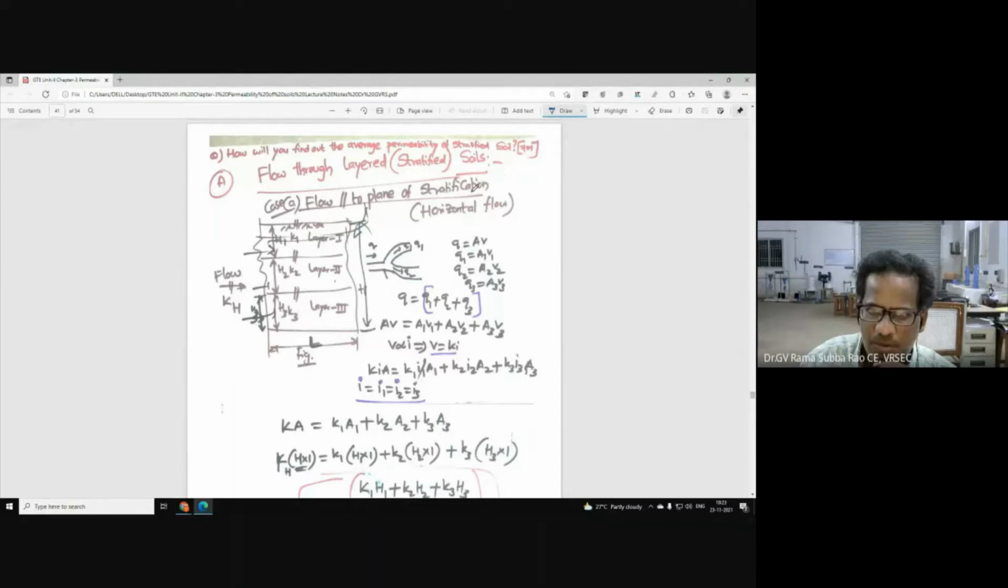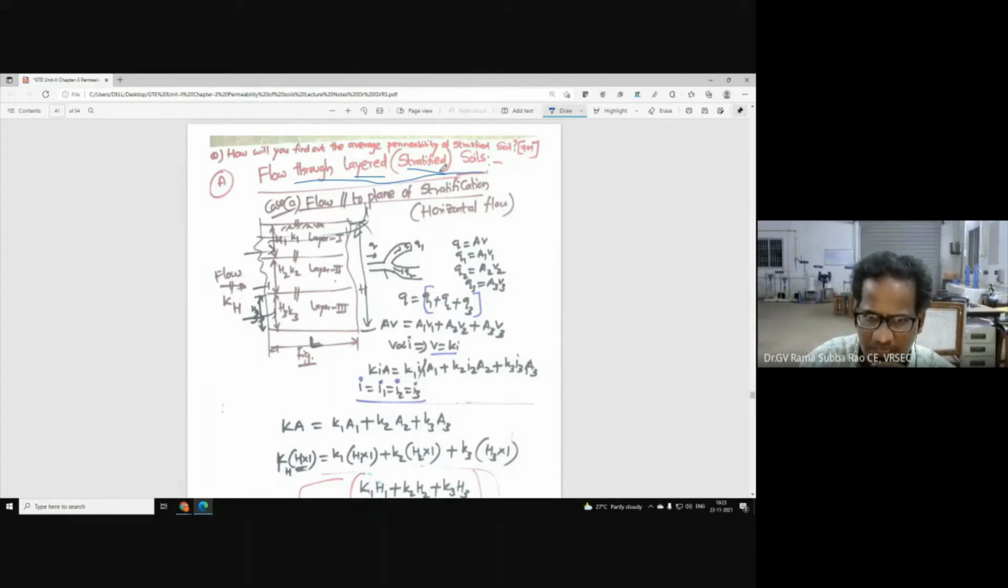In this lecture we are going to discuss flow through stratified soils. Stratified means layered. Stratified means layered soils. In reality, it is very difficult to identify homogeneous soil. So it is an assumption, actually, that soil is homogeneous.